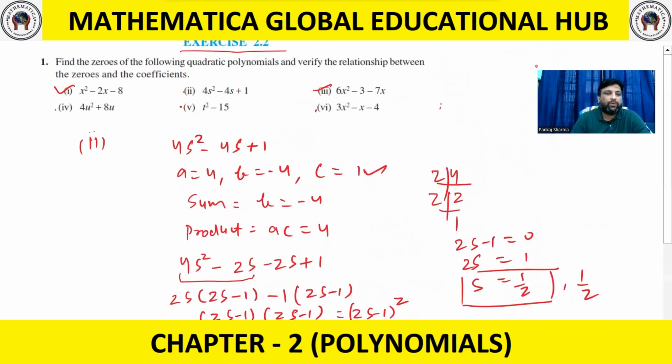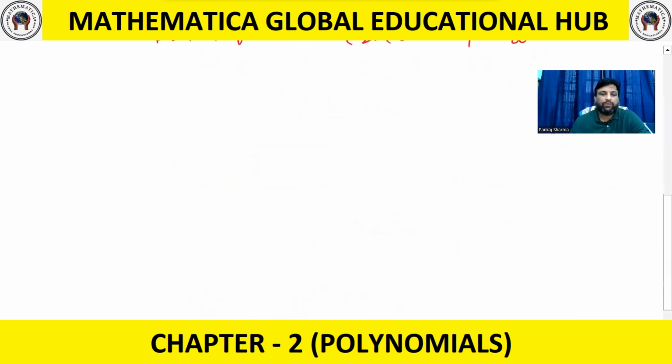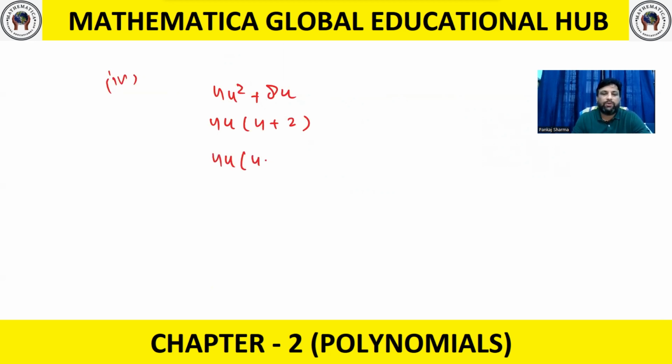Question number 4. It is given 4u² + 8u. Here again we can first factorize, taking 4u common, so it becomes 4u(u + 2). Now 4u(u + 2) is equal to 0, so we can find the zeros. So u = 0 or u + 2 = 0, so u = 0 or u = −2. Here we are getting two values of u. This polynomial is given in terms of u, so we can call it p(u).